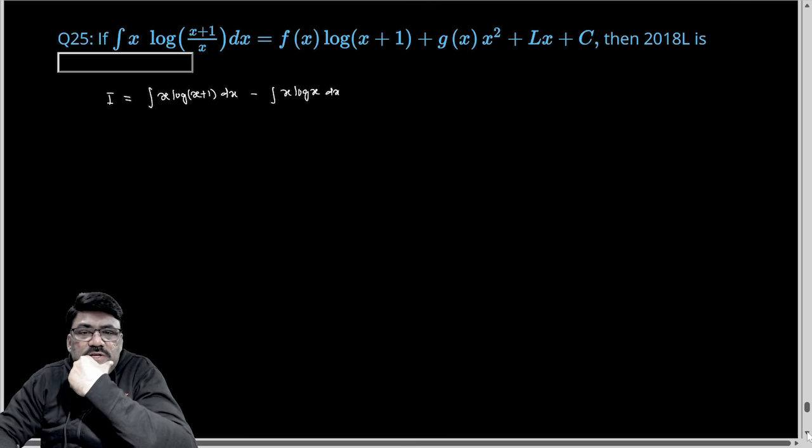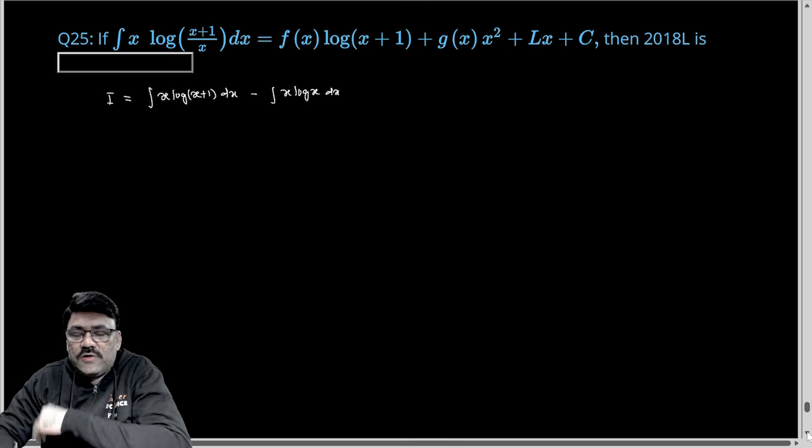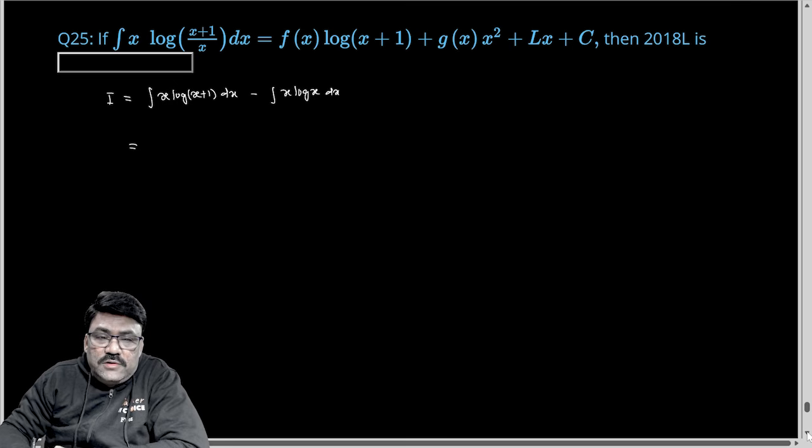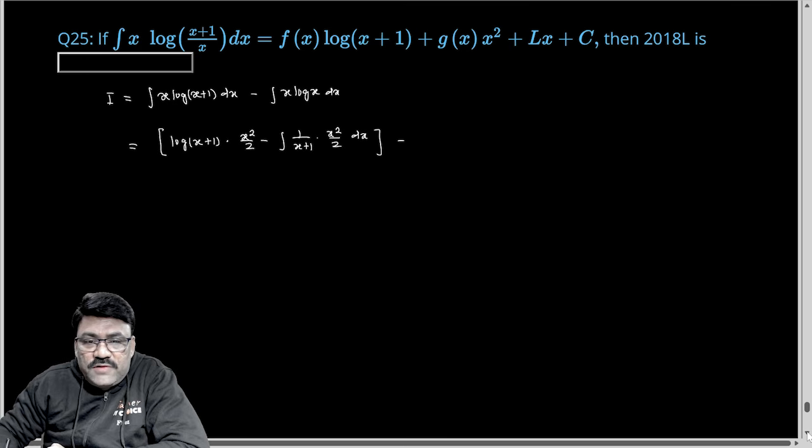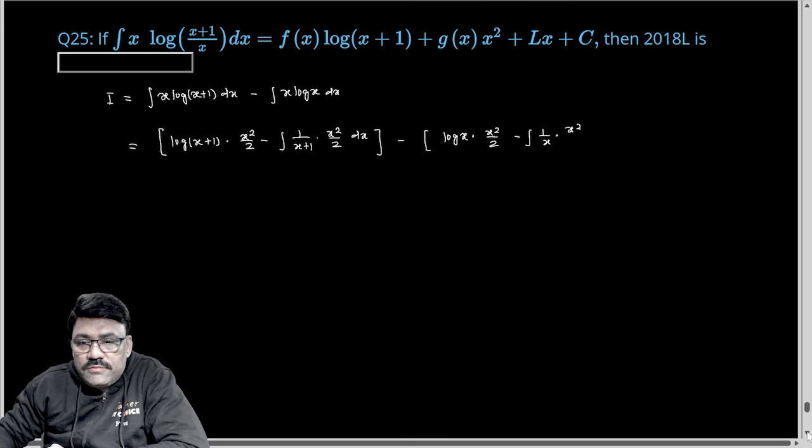Actually, log m by n can be written as log m minus log n. So I've written log m by n as log m minus log n. Now just use integration by parts. First function log(x plus 1), second function x. Integration will be x square by 2 minus the integral of the derivative of log(x plus 1), which is 1 by (x plus 1), times the integral of x, which is x square by 2. This is for the first integration. And for the second integration, same thing: first function log x, integration of second x square by 2, derivative of first function is 1 by x, integration of second function will be x square by 2.